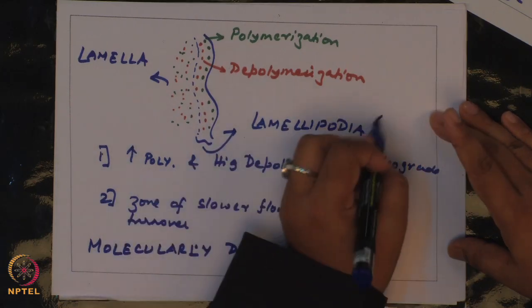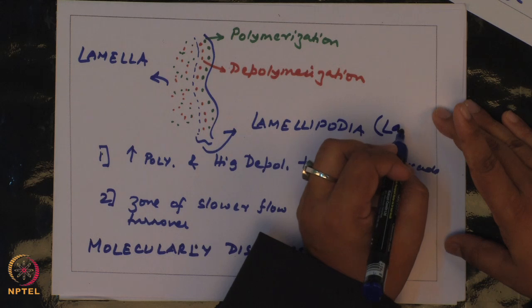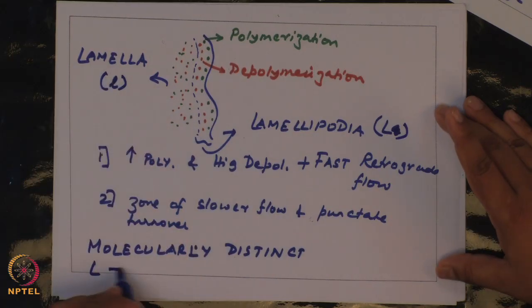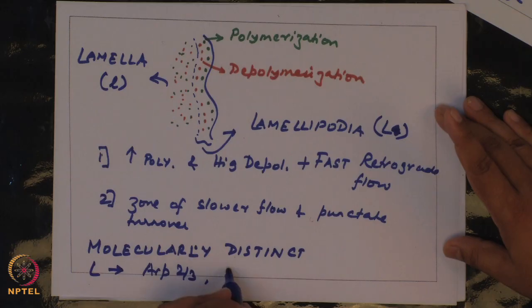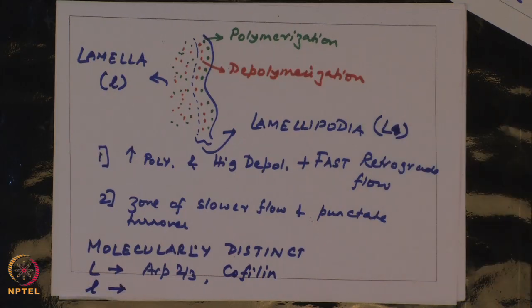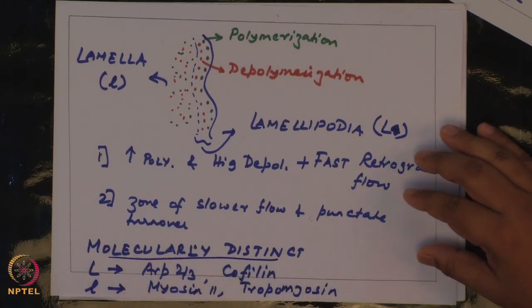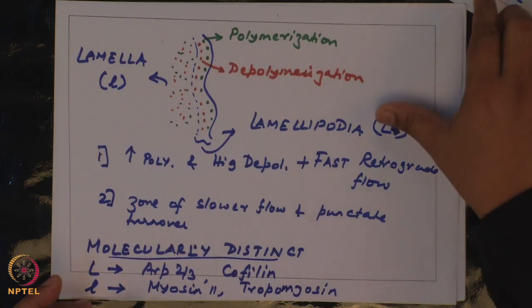So, let me call this big L and call this small l. In big L you have actin branching proteins like Arp2/3 and actin depolymerizing proteins like cofilin. In small l, or the lamella, you have myosin 2 and tropomyosin. Myosin 2 and tropomyosin localize in this second zone. So, these zones are molecularly distinct, and the retrograde flow as well as polymerization and depolymerization dynamics are distinct.